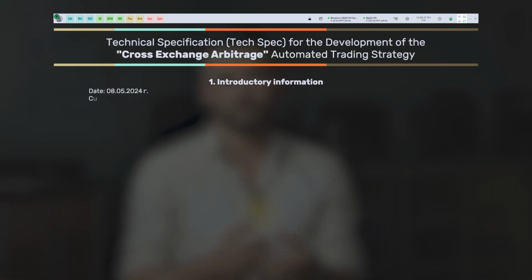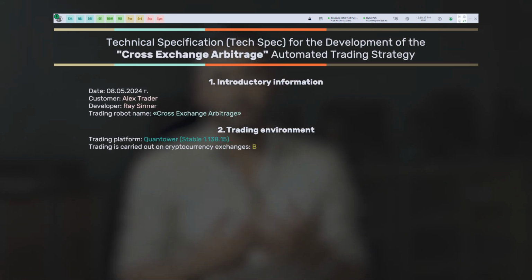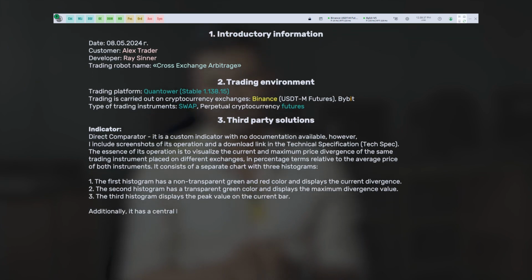We will learn how to write a proper technical specification for automating a trading strategy, or simply a tech spec for a trading bot. We will discuss why it is important to write a technical specification, what exactly should be described in it and why. We will break down the process of writing a tech spec from scratch using the example of inter-exchange arbitrage strategies, and even learn where to get a technical specification if you cannot write it yourself.